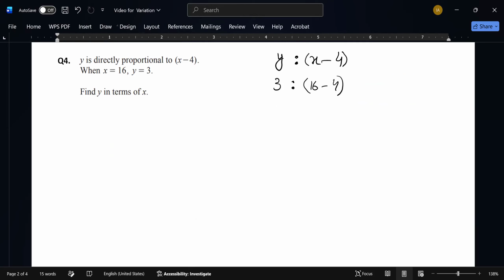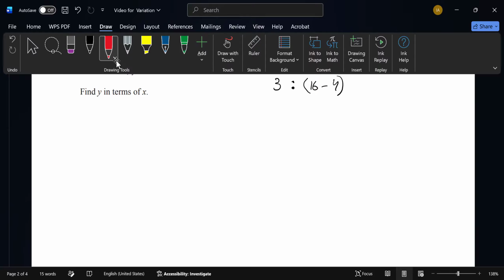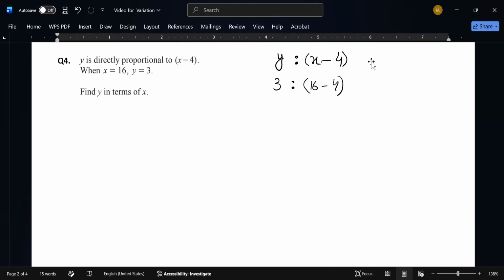Find y in terms of x. In this case, they did not ask you to find the value of y. They asked you to find a relation or equation between x and y. But the process of multiplication will remain the same. How? Since it's a direct proportion, we will multiply in the cross direction.